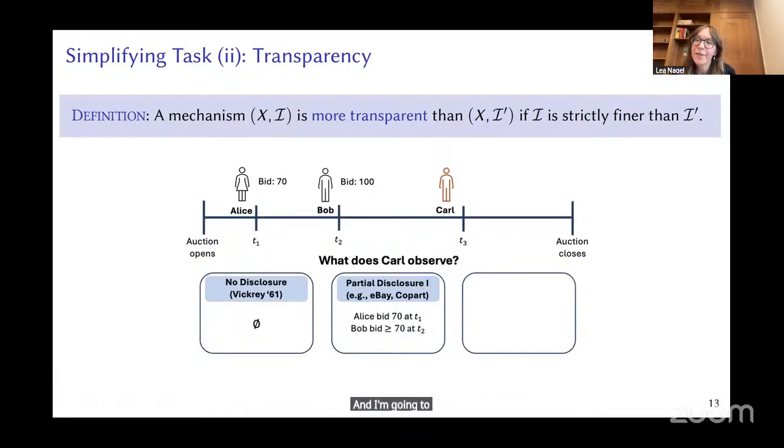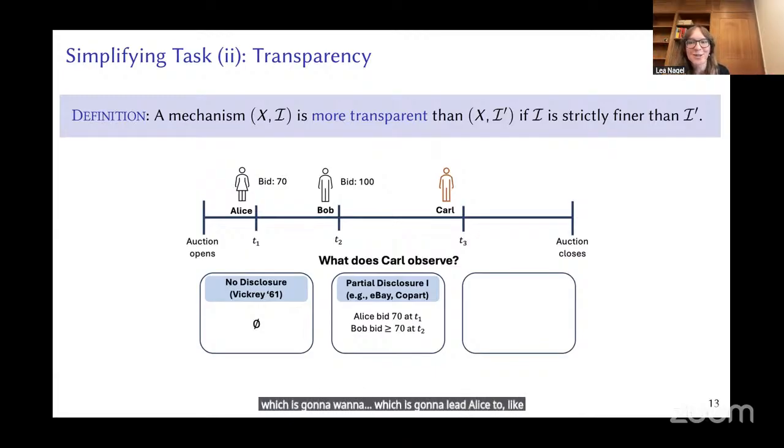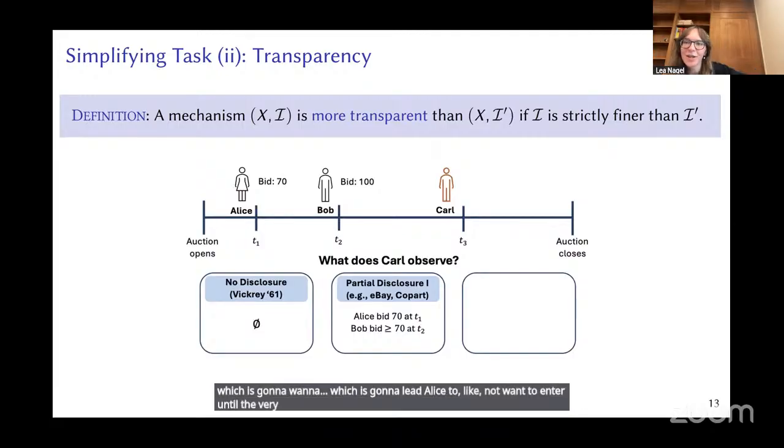I'm going to show you that these information disclosure policies all yield as if dominant strategy mechanisms. Notice that they break dominance because this already gives agents potentially lots of information to condition on. I could just decide that if there is a competitor, I'm always going to bid 1,000,000, which is going to lead Alice to not want to enter until the very last second in the auction. So it's not a dominant strategy mechanism anymore. However, it's still going to be an as if dominant strategy mechanism, and I'm going to go through the exact reasoning for why that's the case once I go back to this application setting.